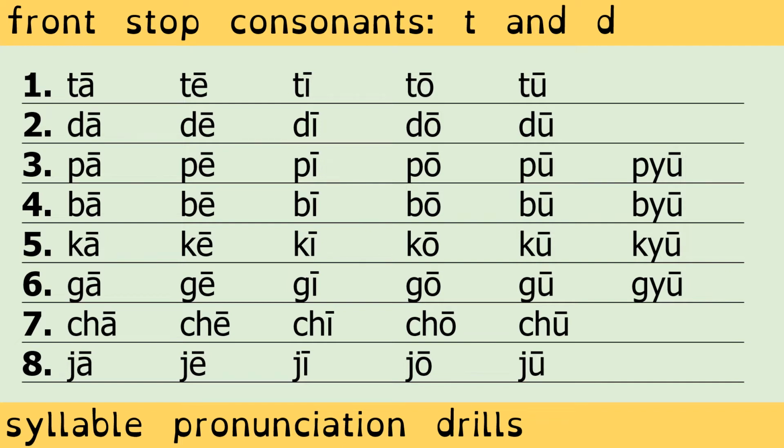Also, you might notice that the long U sound is possible after the letters P, B, K, and G, but after T, D, CH, and J, only the long U sound is uttered. The reason is difficulty. Some sounds are easier to produce. Pew with a P is easy, but tew with a T is hard.